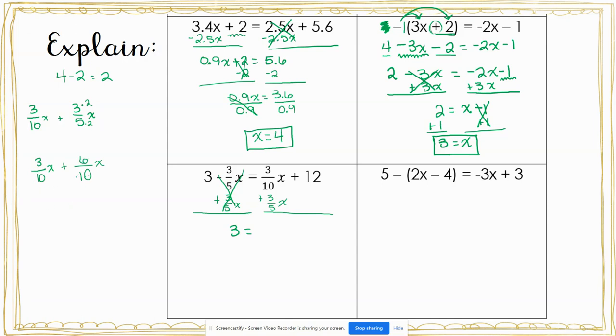Now you see that these fractions have the same denominator. Since the denominators are the same, all I would have to do is add my numerators. So 3 plus 6 gives me 9. Now I'm going to keep my denominator of 10, and then I have to remember that there's an x there. So 3/10 plus 3/5 is going to give me 9/10, or 9/10 x.